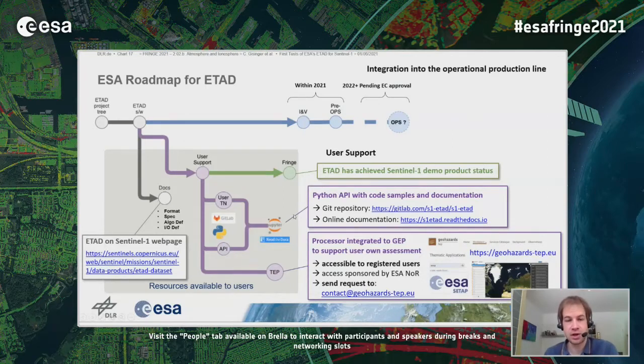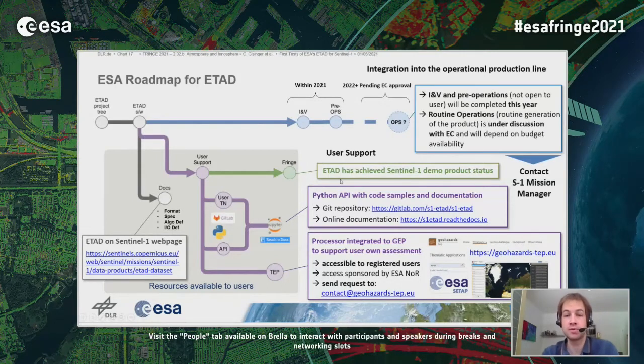ESA is also very active now in building up user documentation and information on the product. So we have a Python API that shows more details on how to apply the product and gives you sample code on how to access the NetCDF and so on. There is documentation just recently put on the Sentinel webpage that gives you links to background documentation of the product. So this is, let's say, the first task that ESA is working on in 2021 to get the product known and have it in a more demo product status.